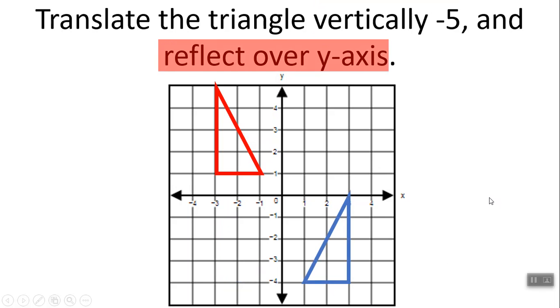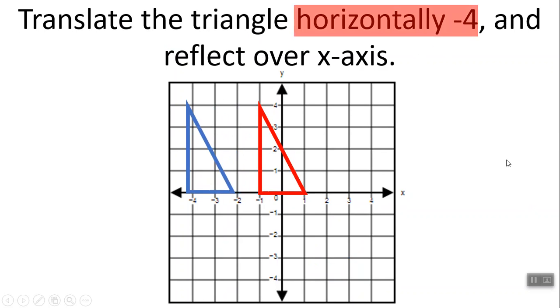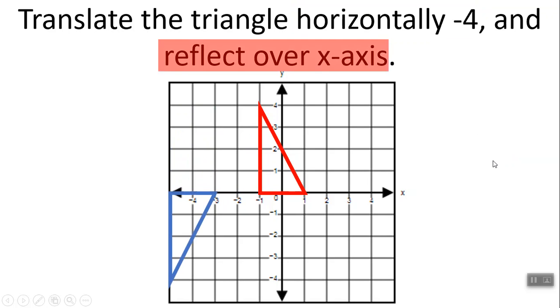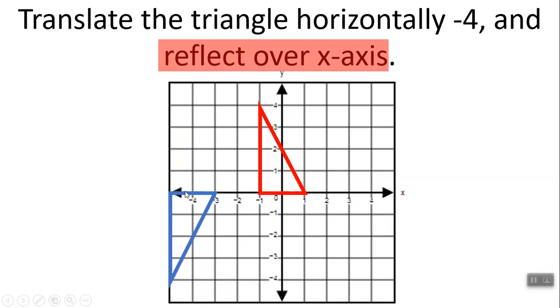Moving on. We've got the triangle here. It's going to go horizontal negative 4 and then reflect over x. So horizontal negative 4, it's going to go this way. And then when we reflect over x, it's going to be just like that. Notice how that bottom side is on the x-axis, so it stays on the x-axis. And there you go. So that is horizontal negative 4 reflected over x.